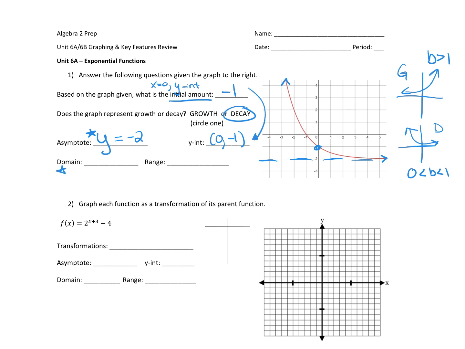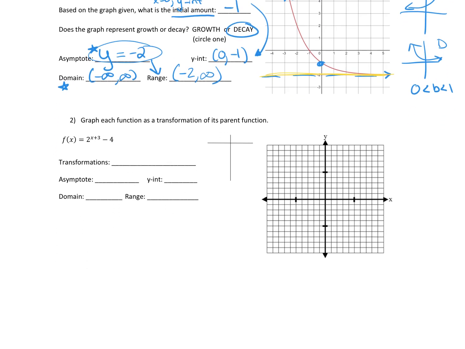My domain for every exponential is going to be -infinity to infinity. And then this asymptote is going to impact my range. So I can see that my range is bottom to top. The bottom of my graph here is at -2, and the top is here at infinity. So my range is going to be -2 to infinity.